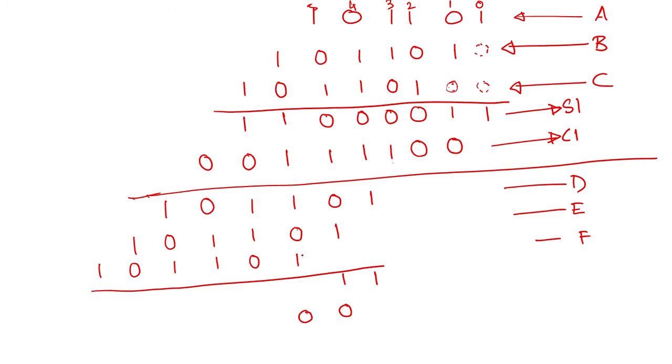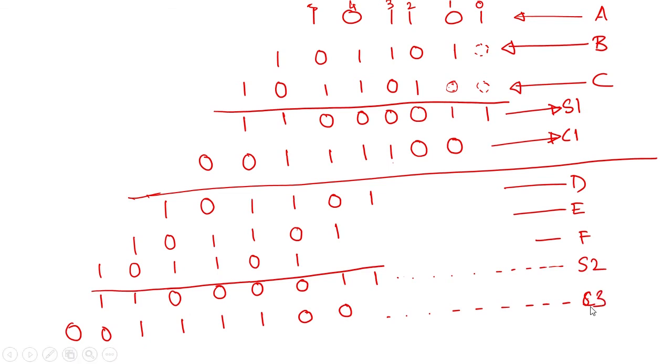So, output will be 1 1, result will be 0, carry will be 1. 1 1, result will be 0, carry will be 1. 1 1 0, result will be 0, carry will be 1. 1 1 0, result will be 1, carry will be 0. 1 0 1 0. So, this one we can say this is S2, we can say this is C3.